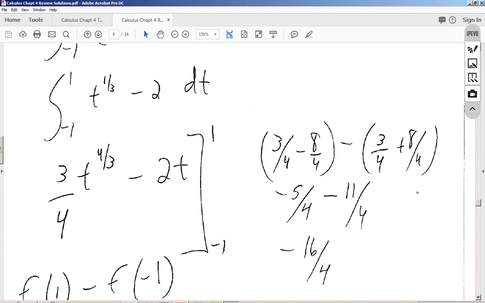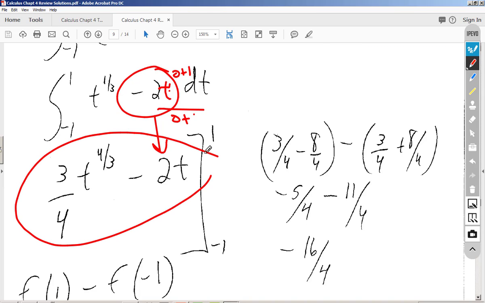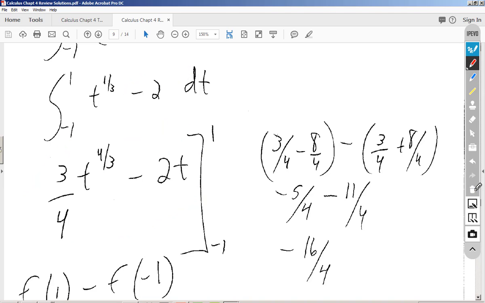And now the integral of this next one, minus 2, is just going to become minus 2t, because remember, that's t to the 0, and 0 plus 1 will just give you that t. So this right here is my integral. Now I'm going to evaluate it from -1 to 1.